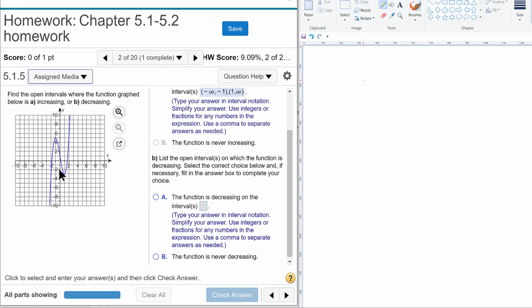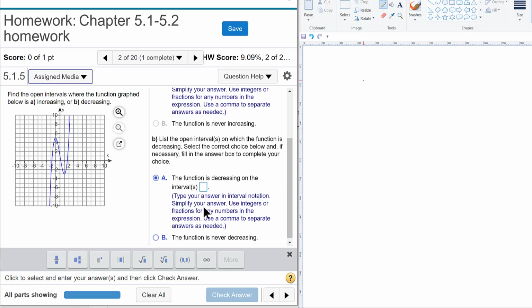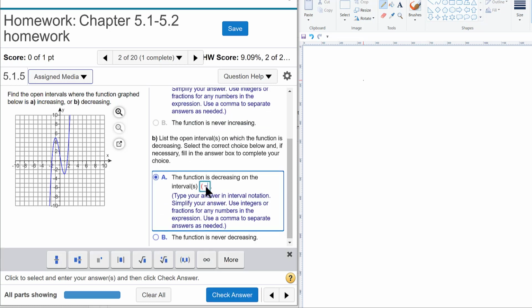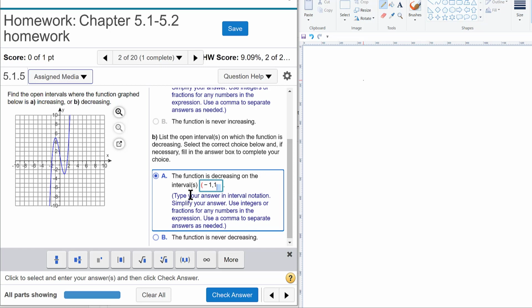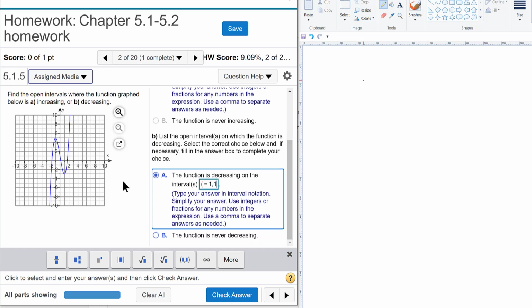Decreasing, there's only this one interval where it's decreasing. That starts at negative 1, and it decreases up into positive 1. And at positive 1, it begins to increase again.